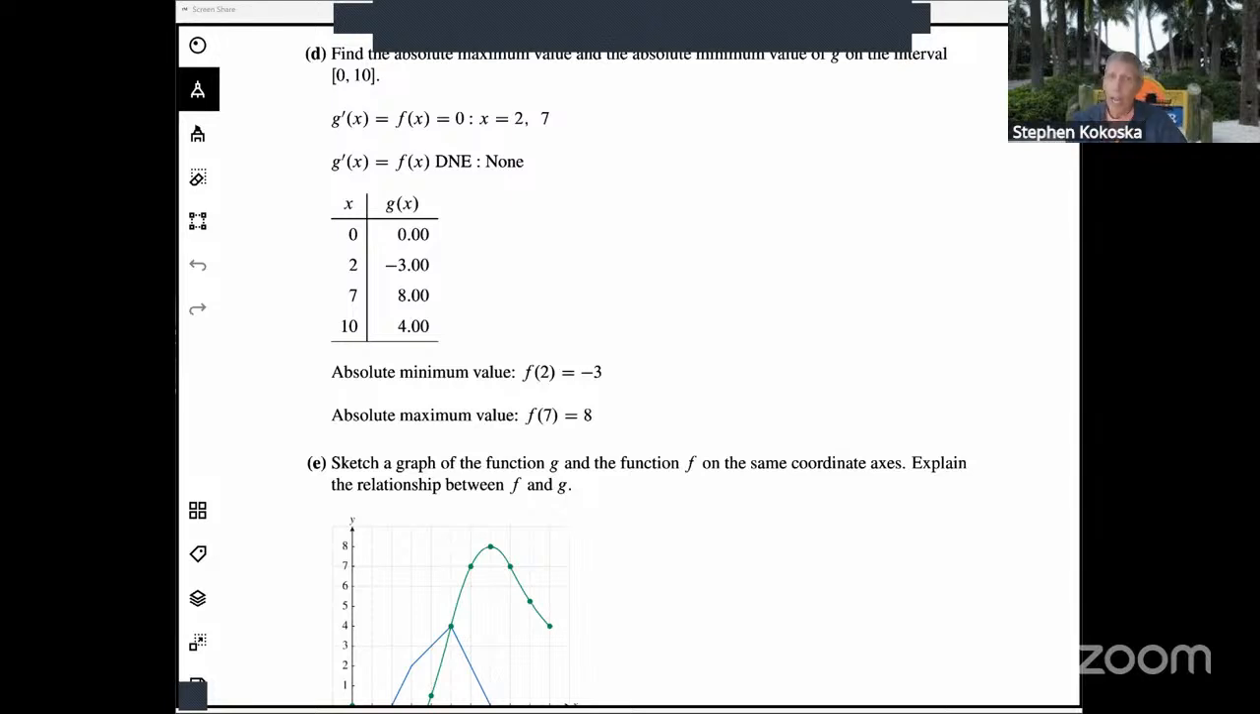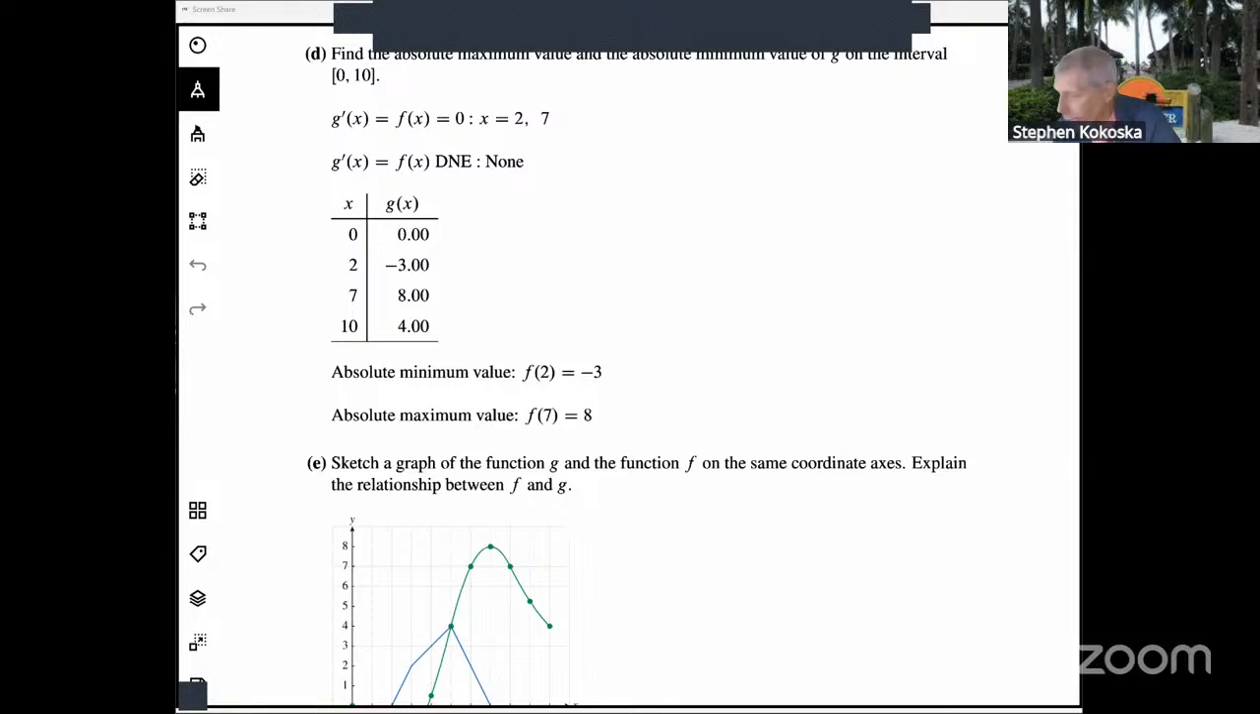Be careful. Are there any places where f prime of x does not exist, where g prime of x does not exist? No. Even though there are sharp corners in f, remember that's a graph of this derivative and it exists everywhere. So g prime of x, are there any places where it DNEs? None. So I'm going to use the table of values method.